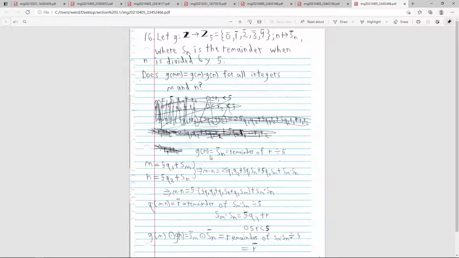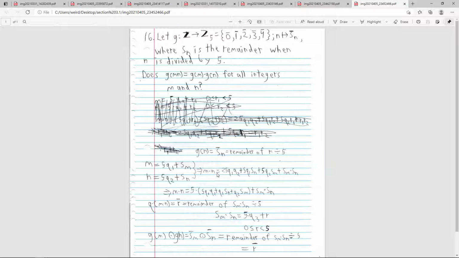So, g of n, you can rewrite this as n goes to Sn, saying g of n is equal to Sn, with the modular sign on it, the remainder of n divided by 5. m equals 5q1 plus Sm, and n equals 5q2 plus Sn. That implies that m times n equals 25q1q2 plus 5q1Sn plus 5q2Sm plus Sm times Sn. Here you have Sm and Sn as your remainders, for m and n. Division by 5, and q1, q2 are the quotients from the division.